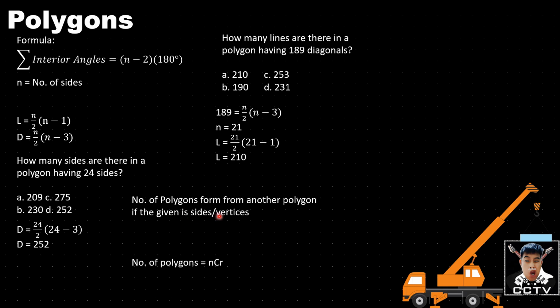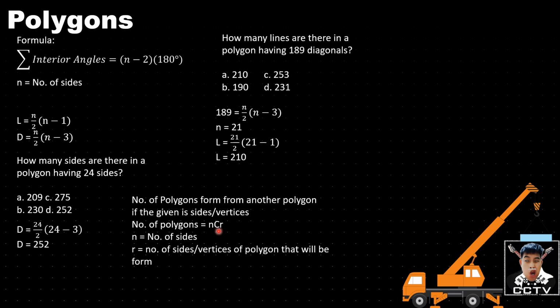The given is side or vertices. Number of polygons is n combination of R, which n is number of sides and R is number of sides or vertices of polygon that will be formed. Yung ipo-form mo from another polygon.